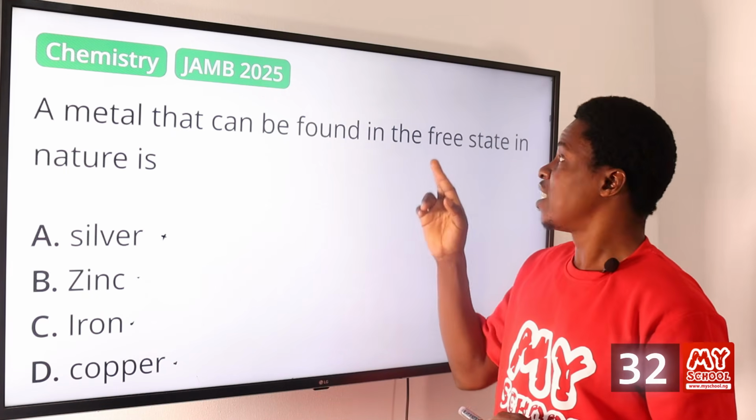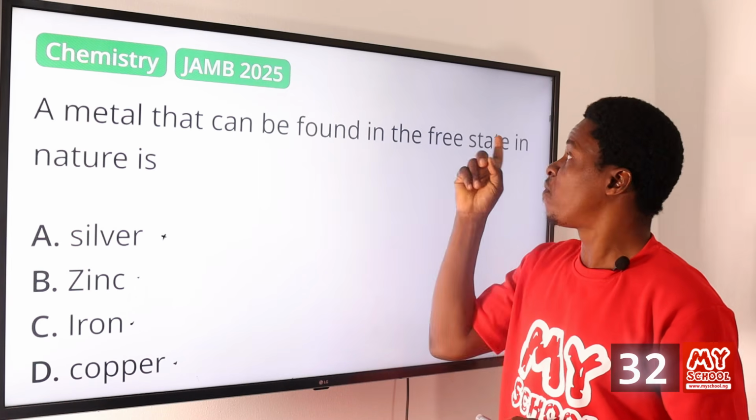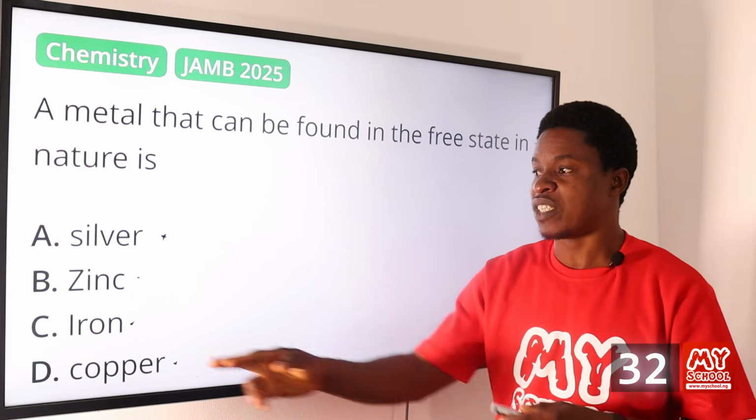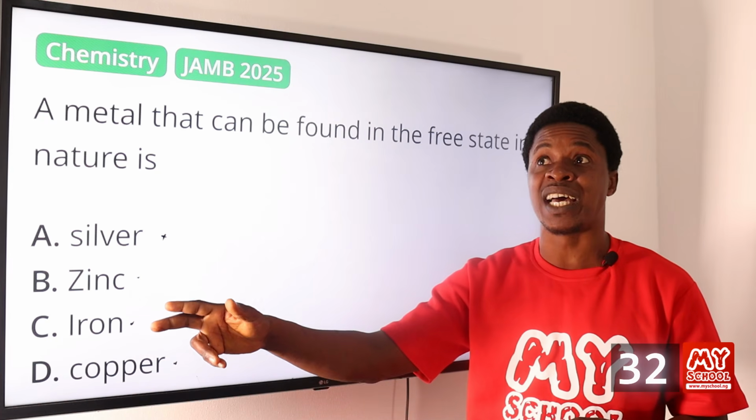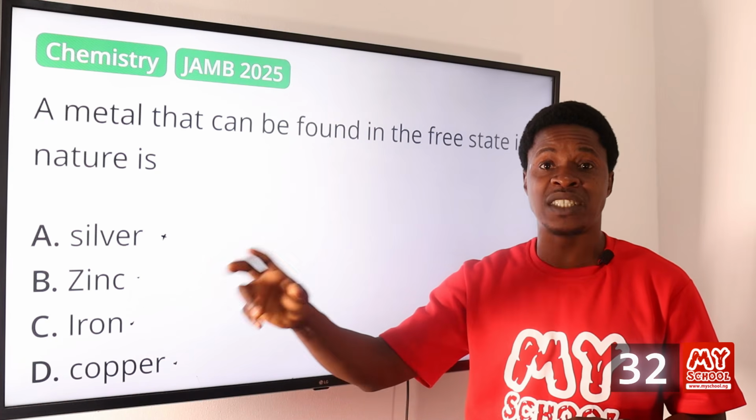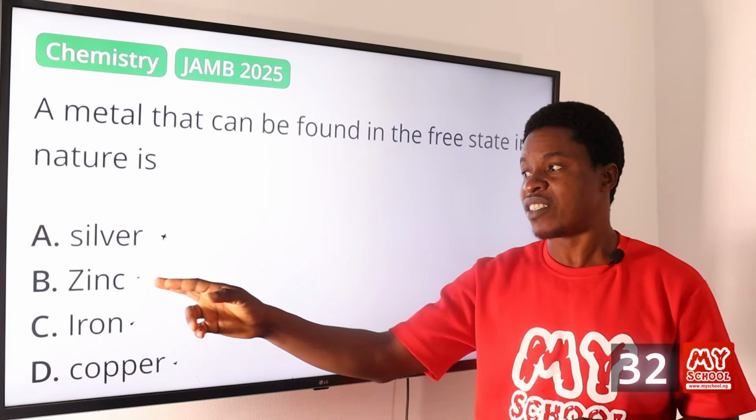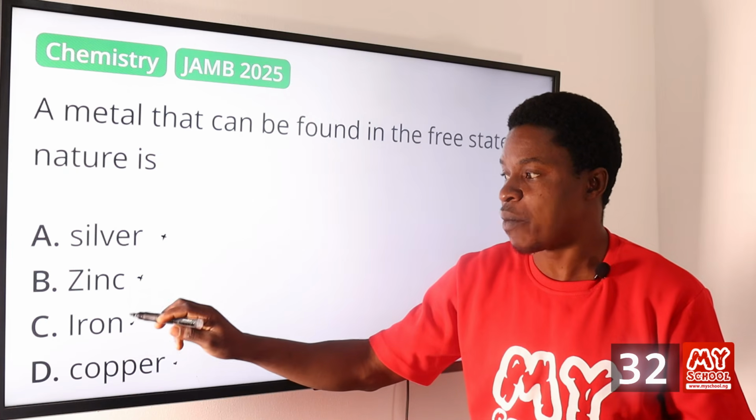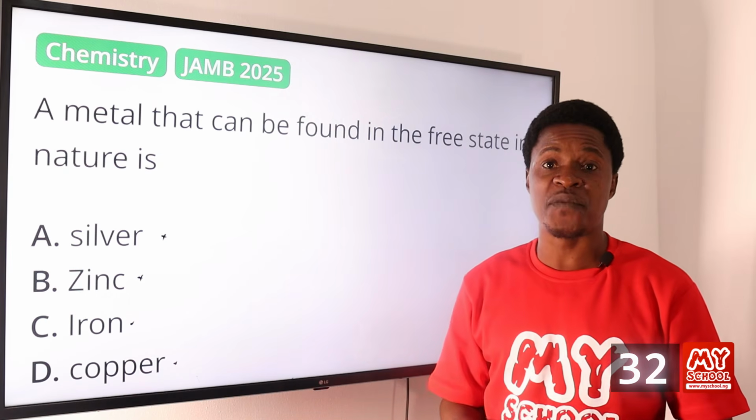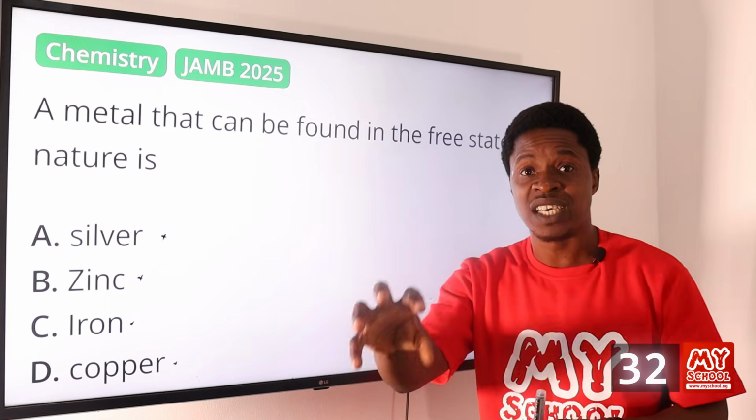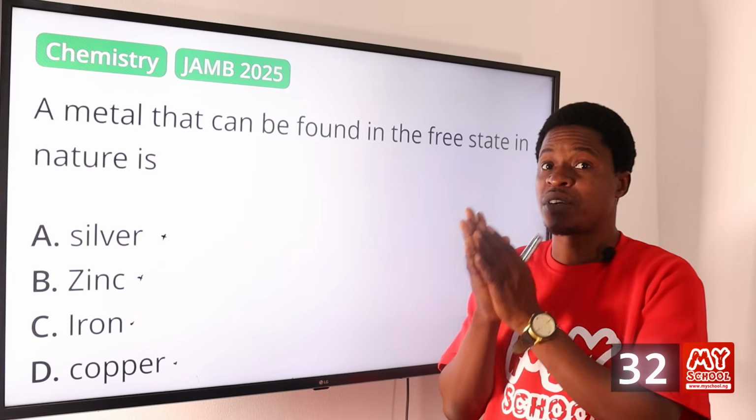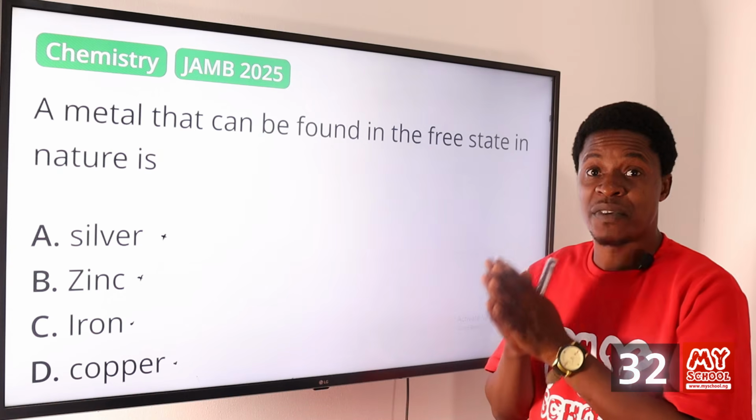And don't forget, we said metals that are found in the free state are not found as ore. For zinc, it can be found as zinc sulfide or zinc blende, so you can find it in that ore of zinc. So of course it cannot be zinc. Then we have iron. We can find iron ore, Fe2O3, which can be found as hematite, so we can find it in the ore state. So that is not a metal that can be found in the free state.